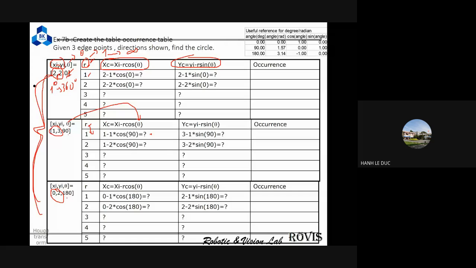Okay, so let's do it. First is theta 0 and r is 1. So we replace this into the equation. And this one also, r is 1, theta is 90. Just replace 90 here and r equal to 1 here. We calculate the equation here. We calculate the xc here and yc here. Okay, so let's see the result.